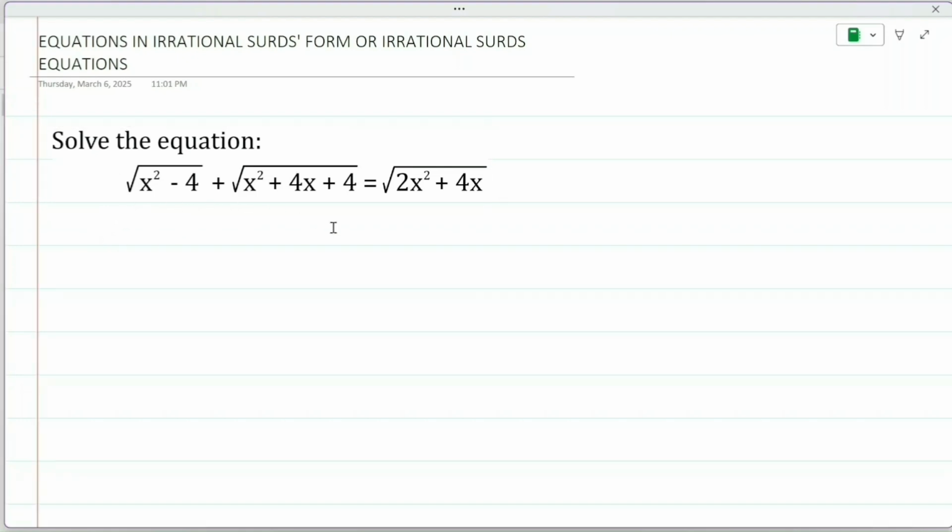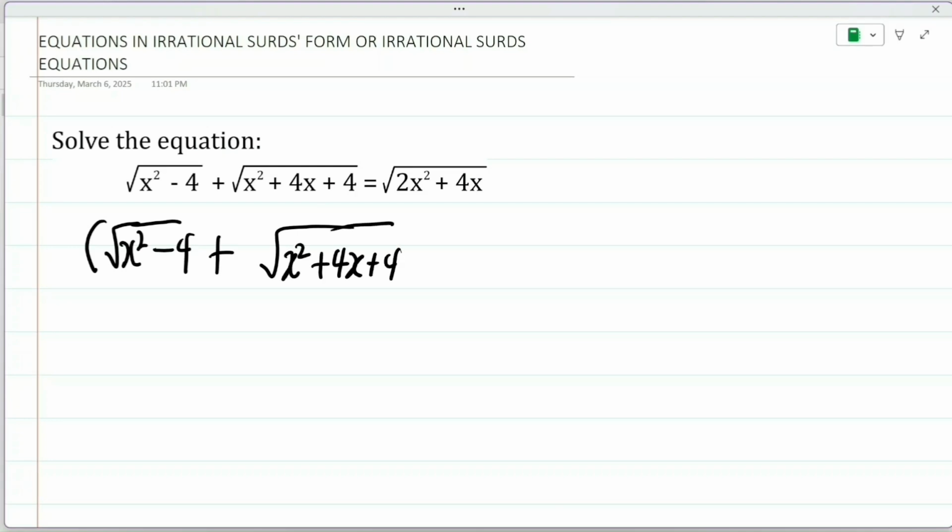A normal student will approach this question by squaring both sides. So we'll start by squaring both sides. We have open bracket square root of x squared minus 4 plus square root of x squared plus 4x plus 4 close bracket all squared equals square root of 2x squared plus 4x, squared.